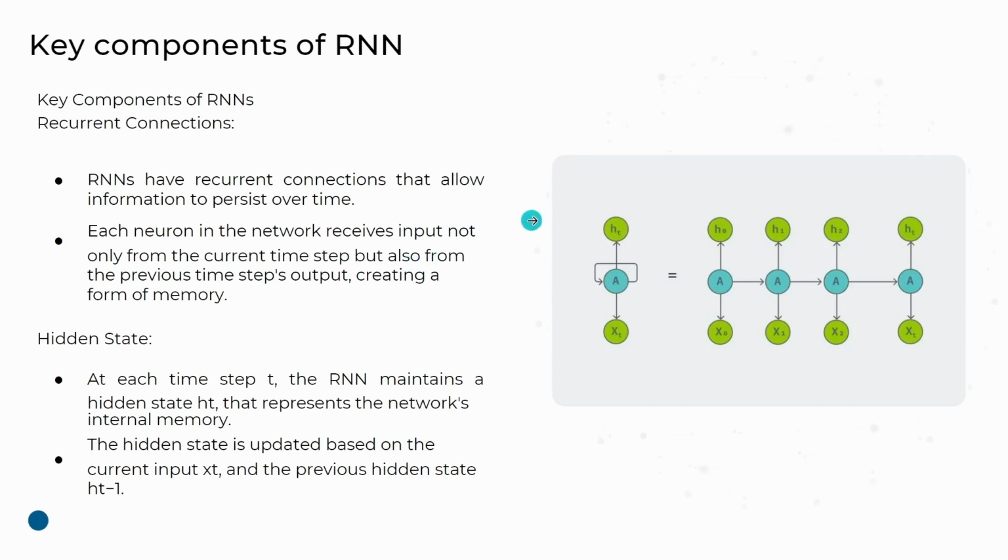So the main thing is the loop, which will persist again and again till the loss function decreases. Whenever you feed the input, it will process and then produce the output. That output will be fed with the next input. This is the main feature of the RNN. And the other thing is the hidden state. Hidden state represents the network's internal memory. The hidden state is updated based on the current input and the previous hidden state.